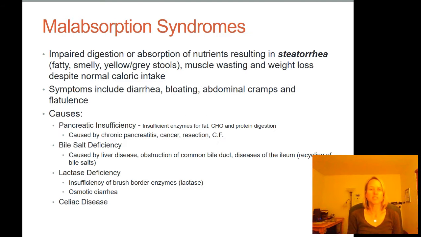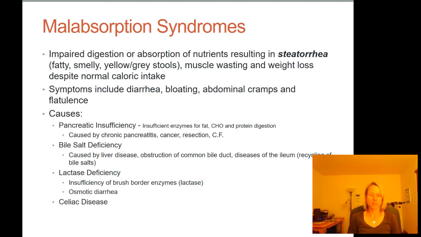With malabsorption syndromes, we have impaired digestion and/or absorption of nutrients resulting in steatorrhea, which is fatty, foul-smelling, yellow-gray stools, muscle wasting, and weight loss despite a normal caloric intake. Other symptoms include bloating, abdominal cramps, and flatulence. This can be caused by pancreatic insufficiency.